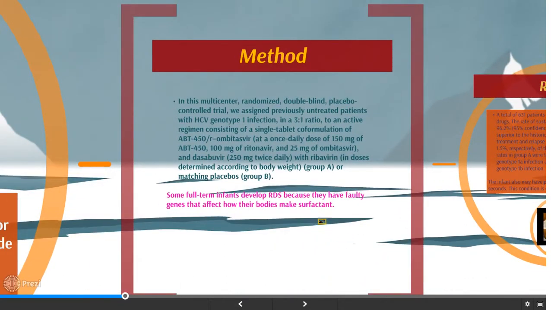Method. In this multi-center randomized double-blind placebo-controlled trial, we assigned previously untreated patients with HCV genotype 1 infection in a 3-1 ratio to an active regimen consisting of a single table conformation of ABT minus 450 divided by r-Ombitasvir at a once daily dose of 100 milligrams of ABT minus 450, 100 milligrams of Ribavirin and 25 milligrams of r-Ombitasvir and Dasabuvir, 200 milligrams twice daily, with Ribavirin in dose determined according to body weight, a group A or matching placebo group B.